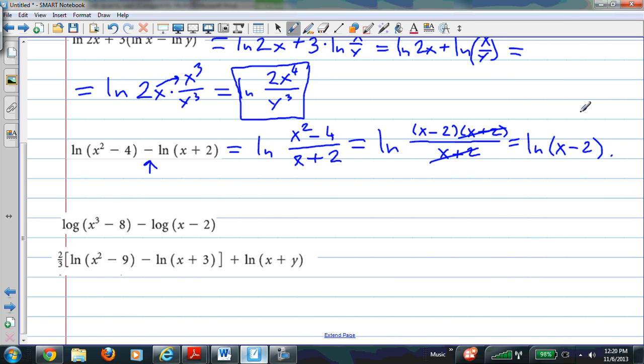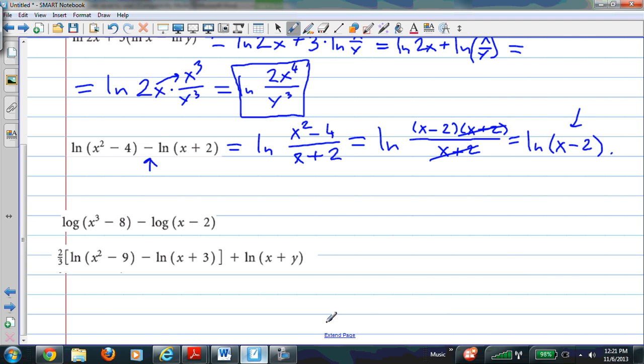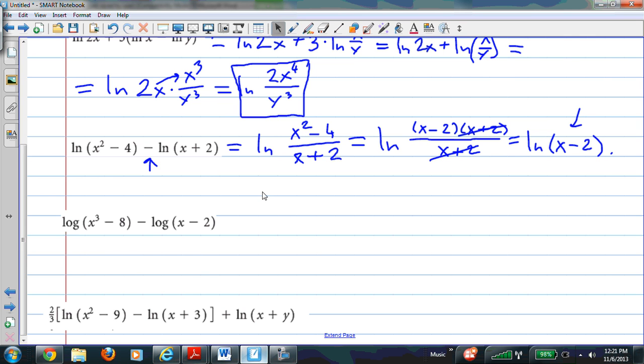Actually, we should realize that there is nothing I can do with the log of a difference. I don't have a rule for that. Okay, we have a rule for natural log of a product or natural log of a quotient, but natural log of x minus 2 is just natural log of x minus 2. There's nothing else I can do about that. Okay? All right, let's keep going.